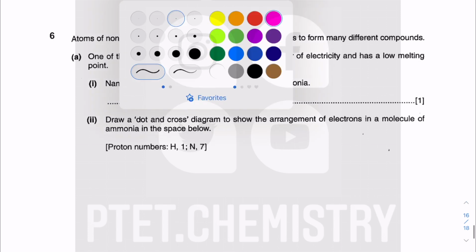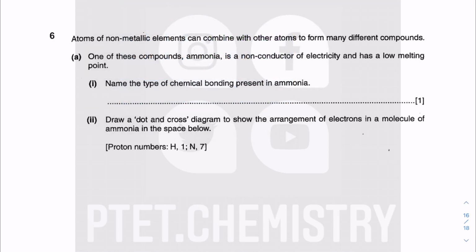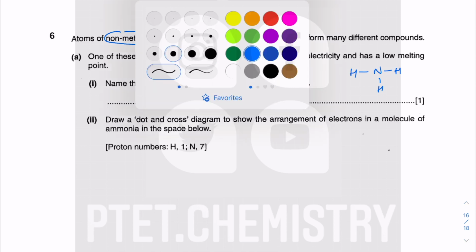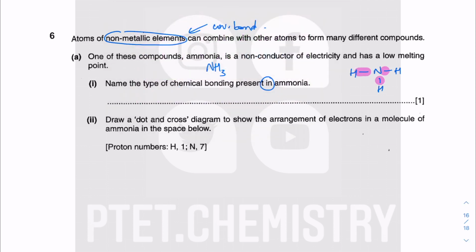Question 6 is to do with structure and bonding again, but here you have non-metallic elements, so we are looking at covalent bonds. So ammonia, NH3, what is the one present in ammonia? In ammonia, we are looking to label what is this, this, and this. Well, I hope you know it. Somehow this question is easier than the previous question.